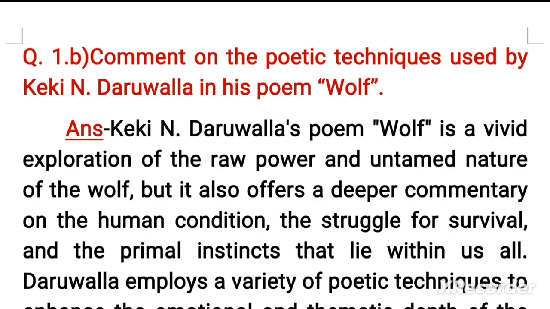K. N. Daruwalla's poem Wolf is a vivid exploration of the raw power and untamed nature of the wolf, but it also offers a deeper commentary on the human condition, the struggle for survival, and the primal instincts that lie within us all.